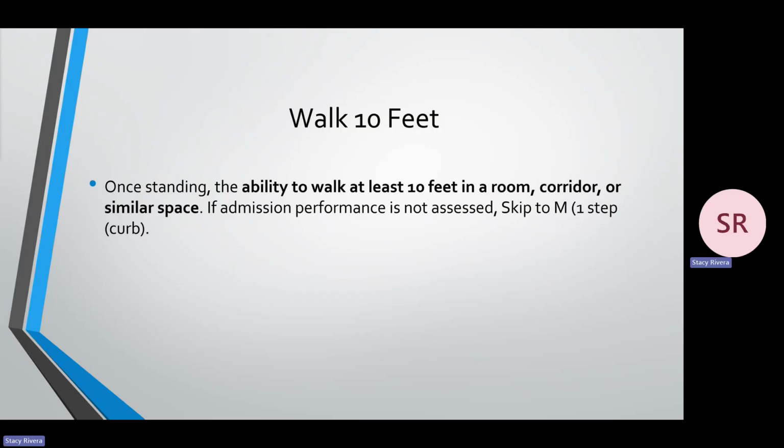So the walking items are a little bit more black and white. You've got walking 10 feet: once standing, the ability to walk at least 10 feet in a room, corridor, or similar space. If admission performance is not assessed, you skip to 1 step, because if they can't do 10 feet for whatever reason or didn't do 10 feet, you're not necessarily going to look at 50 or 150 feet, right?